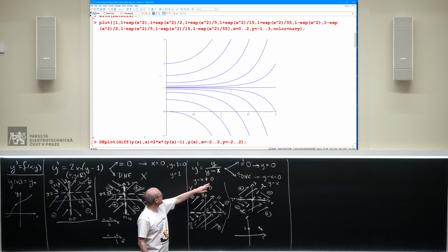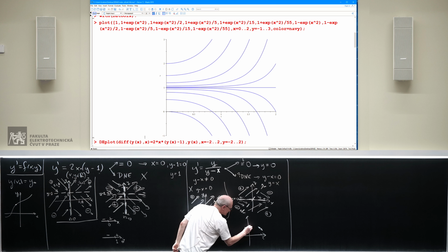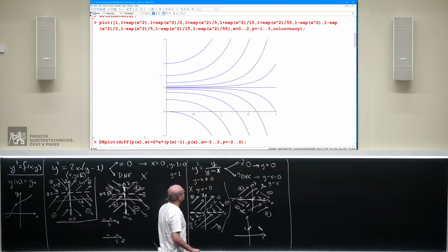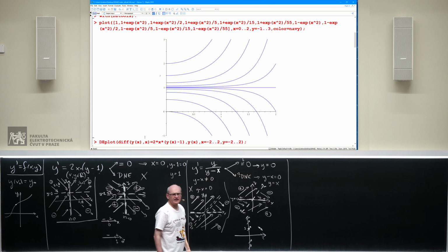When I put 0 for x, 1 for y, the slope is 1. So the solution must pass in this way. And when x is 0, it's actually never there, and the slope is always 1. So also here and here, everywhere here, the slope is 1. Interesting. Let's try something else. Let's say over here.